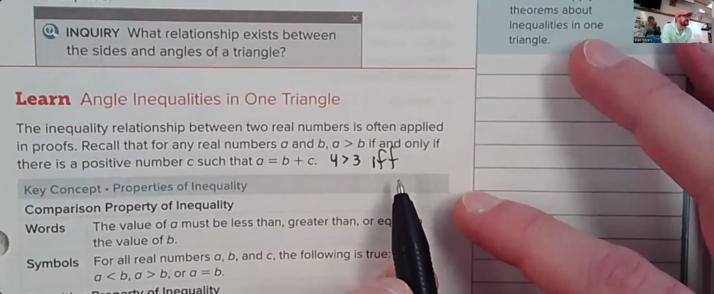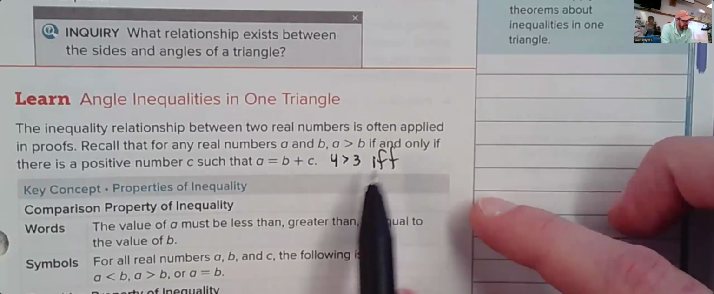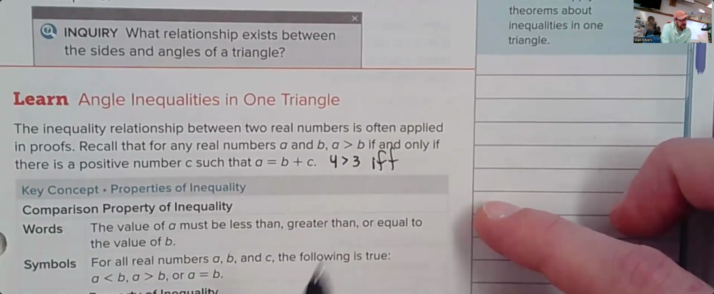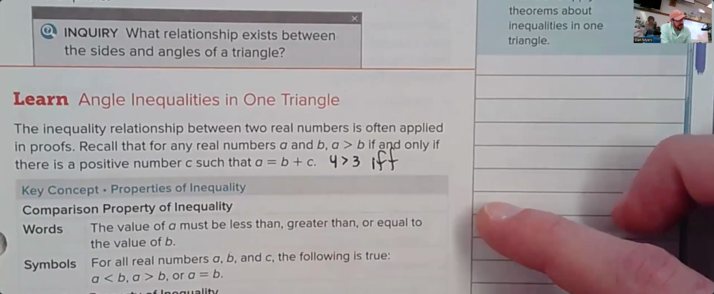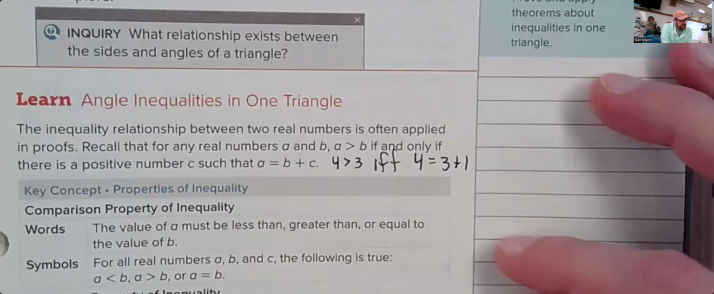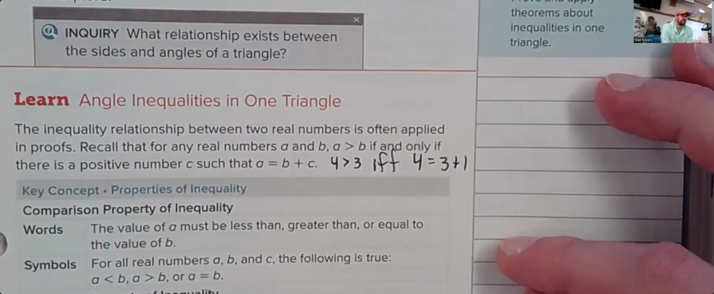Write "iff" with 2 F's. The reason why is because "iff" with 2 F's means the same thing as "if and only if." So 4 is greater than 3 if and only if 4 is equal to 3 plus 1, which is true.